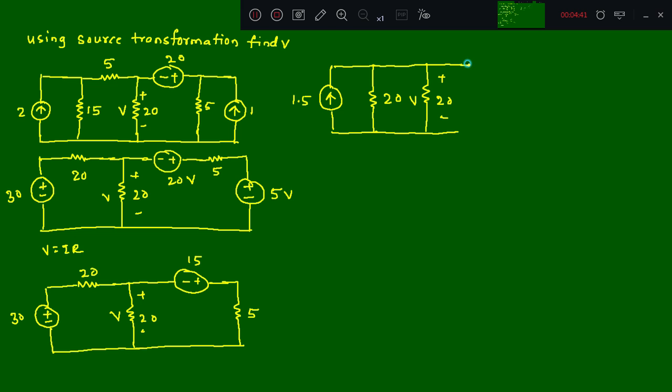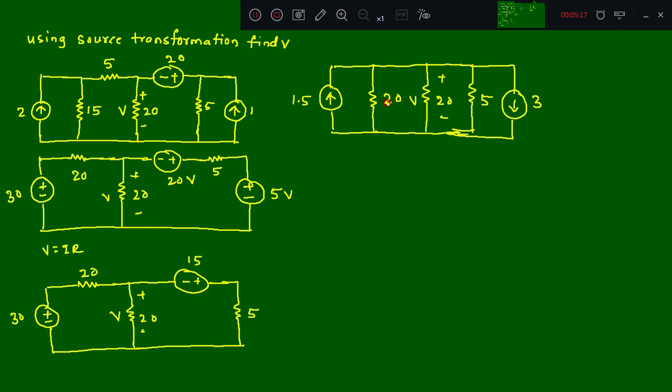So this 5 ohm resistor will become a parallel 5 ohm, right? Here is one voltage source. This can be rewritten as a current source. See here, the plus sign is in this way, so the current source has a downward direction. What is the value of the current source? I equals V by R. V is 15, R is 5. So 15 by 5 will be 3. Now see here, this 1.5 current source as well as 3 ampere current source are connected in parallel.